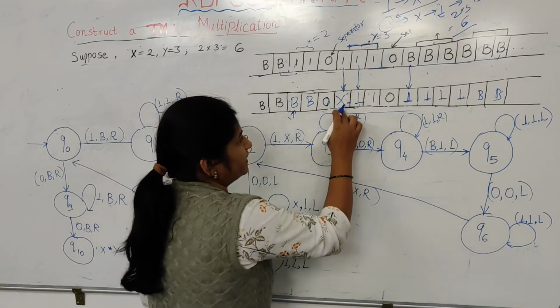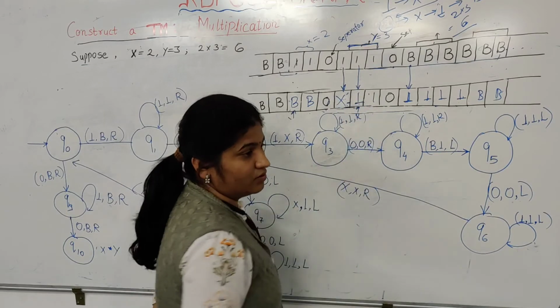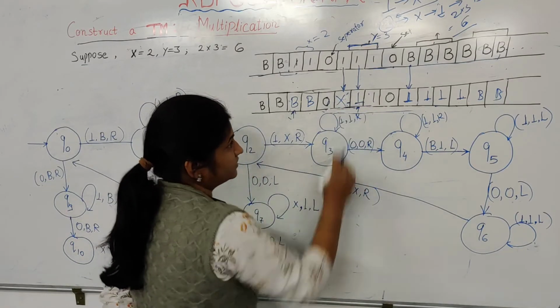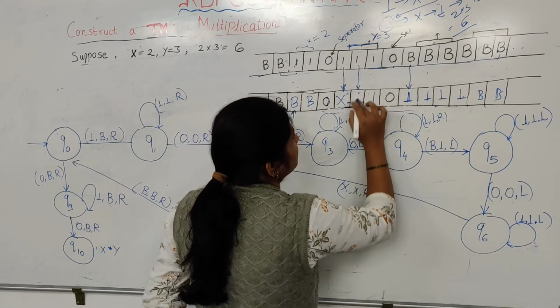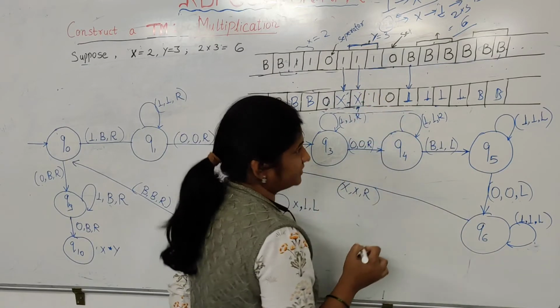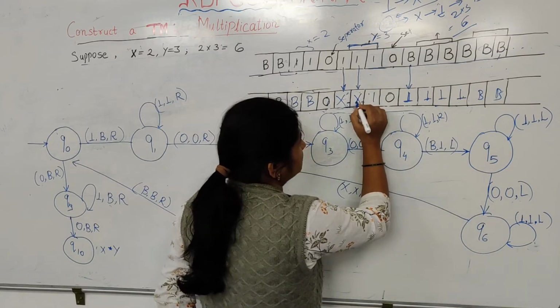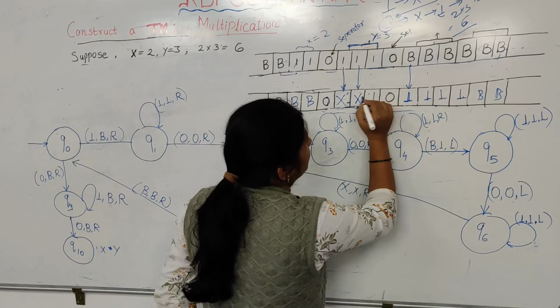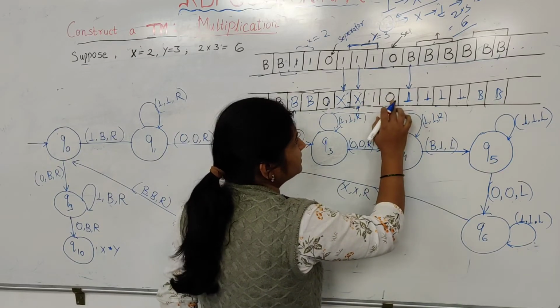Until we encounter the x. As soon as we see x, we will move our read-write head towards the right side. Move right and change this 1 to what? X. We will change this 1 into x and move towards the right.